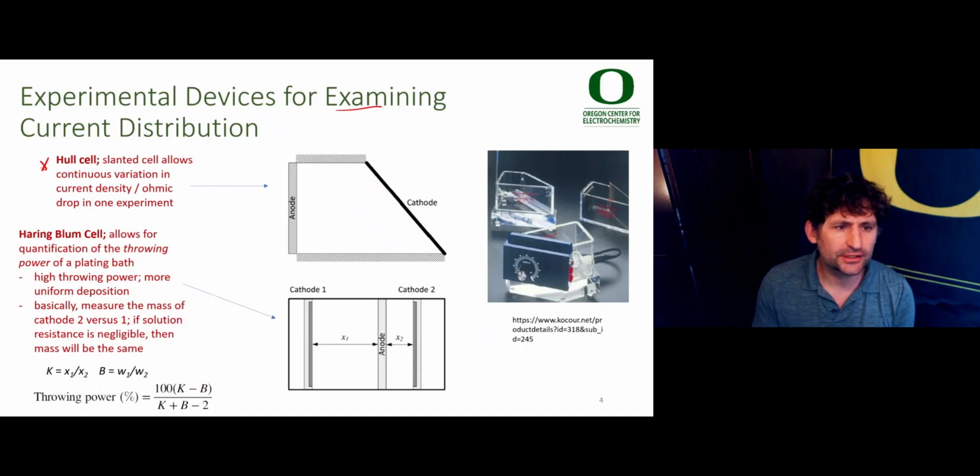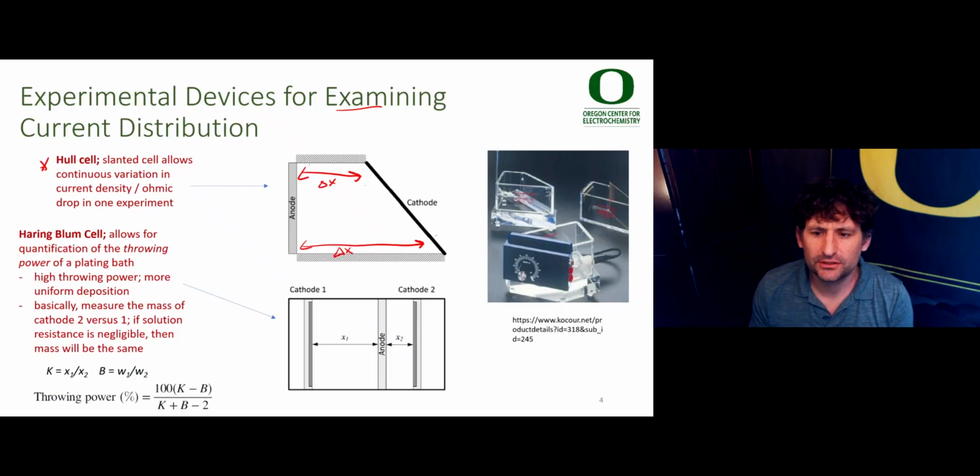One is called the Hull cell. Now you can take advantage of the fact that here the distance is smaller than here, which leads to a continuous variation of the overpotential as a function of distance across this cell. Here the overpotential will be large because you're not spending very much free energy driving transport through the electrolyte. Here the overpotential will be small.